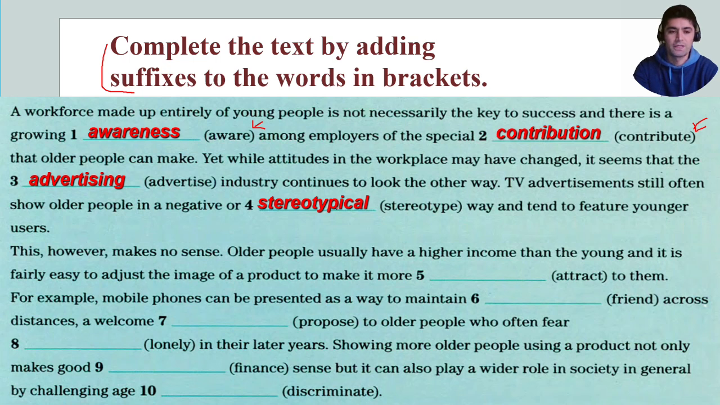This, however, makes no sense. Older people usually have a higher income than the young, and it is fairly easy to adjust the image of a product to make it more attractive to them. For example, mobile phones can be presented as a way to maintain friendship across distances, a welcome proposal to older people who often fear loneliness in their later years.